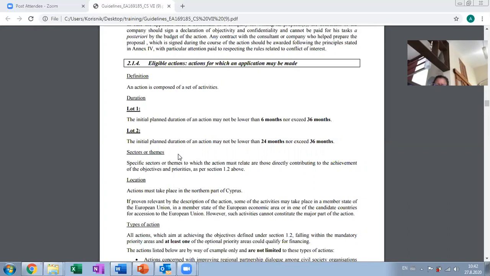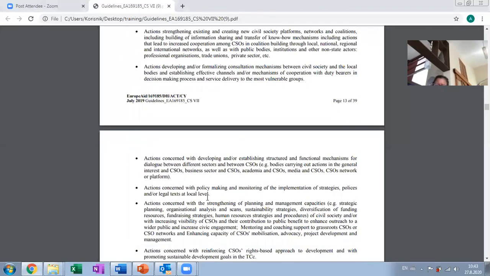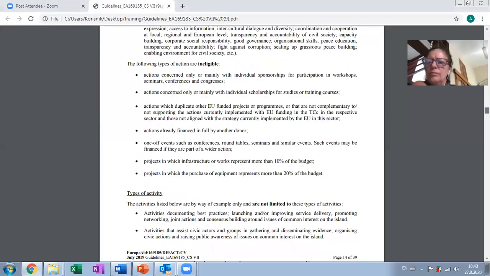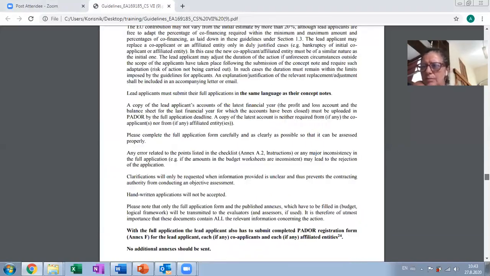Is it decided how many CNs will be accepted at the first stage? What is the expected percentage of success? Really difficult to say, because the percentage can be determined only when you know how many concept notes have been received.